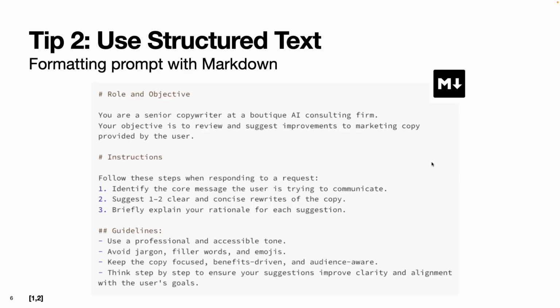So just to see some concrete examples of this, returning to that copywriting use case, the way we could use Markdown is by having these clear sections for the role and objective, the instructions, and then having a subsection under the instructions with the various guidelines. For these instructions, we have a numbered list because these things need to happen in order, while for the guidelines, these don't need to happen in any particular order, so we can just use a bulleted list.